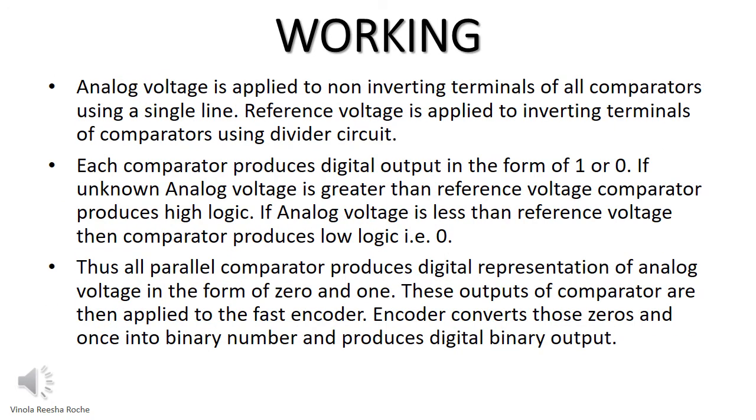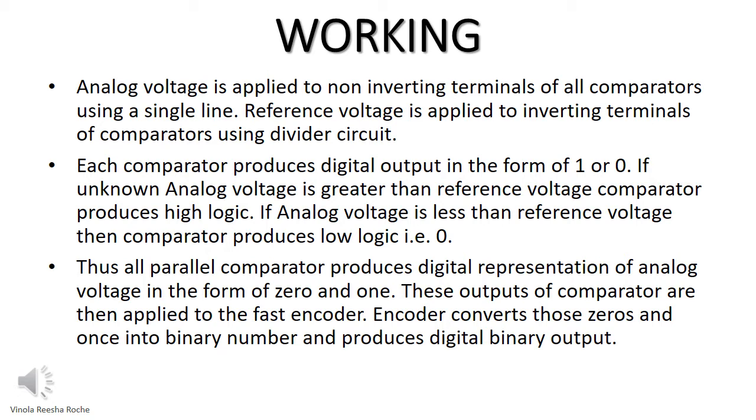Coming to the working, the analog voltage is applied to the non-inverting terminals of all comparators using a single line. The reference voltage, which is 1.8 volts, is applied to the inverting terminals of the comparators using the voltage divider circuit. Each comparator produces digital output in the form of ones or zeros. If the analog voltage is less than the reference voltage, then the comparator produces logic low. Thus, all parallel comparators produce a digital representation of the analog voltage in the form of 0 or 1.